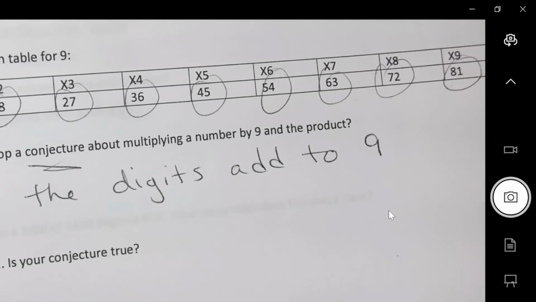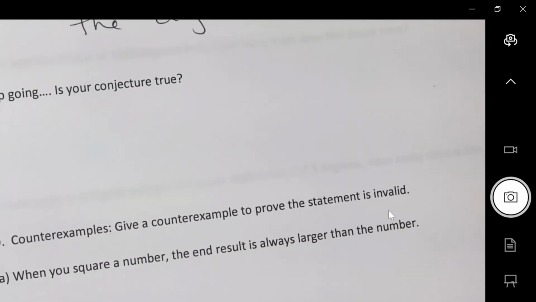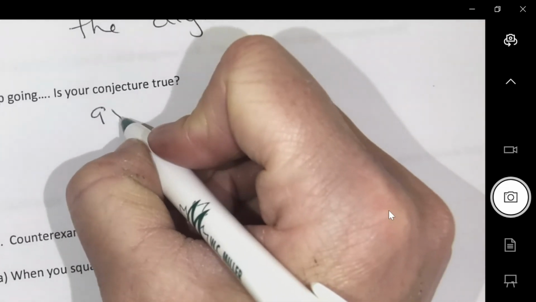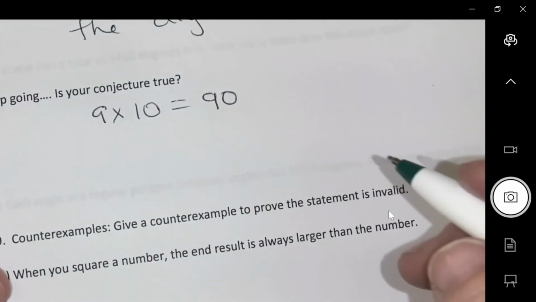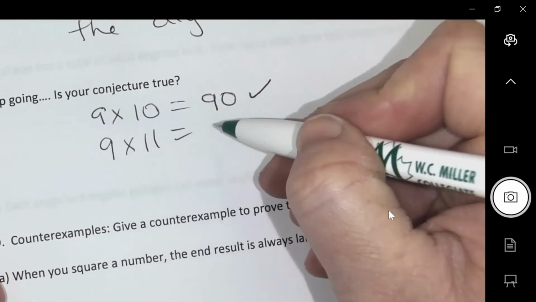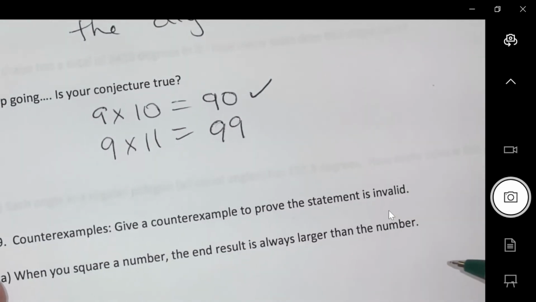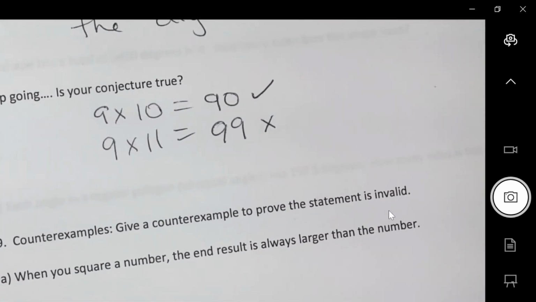Is this true if we keep going? So 9 times 10 is 90. That would work. 9 times 11 is 99. That adds up to 18. So it wasn't true. It will eventually stop at 10.